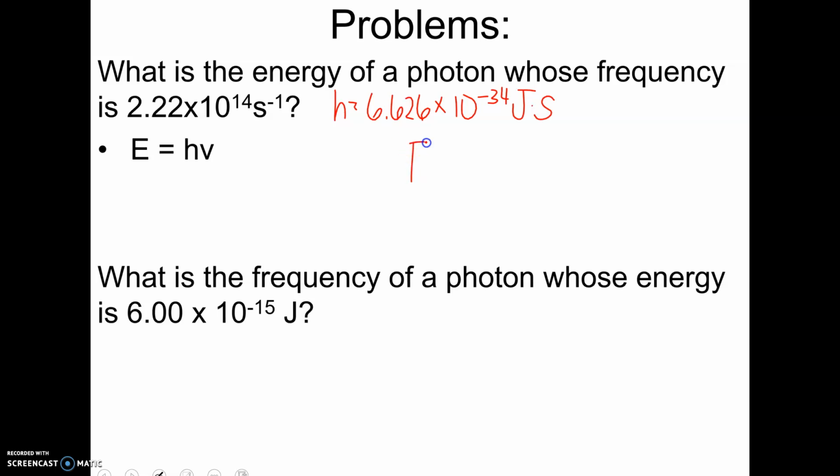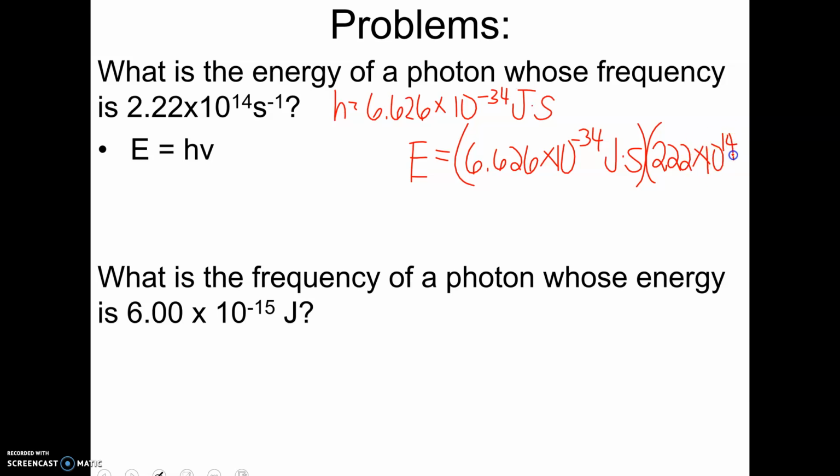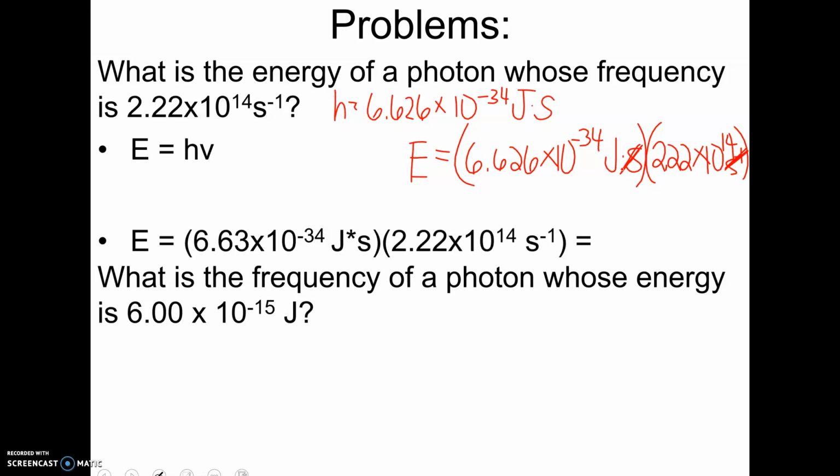So our energy is going to be equal to h, 6.626 times 10 to the negative 34th joule seconds, times 2.22 times 10 to the 14th seconds to the negative 1. Now look what's going to happen here. Seconds to the negative 1 and seconds will cancel, because seconds to the negative 1 is basically 1 over a second. And now our answer would be given in joules.